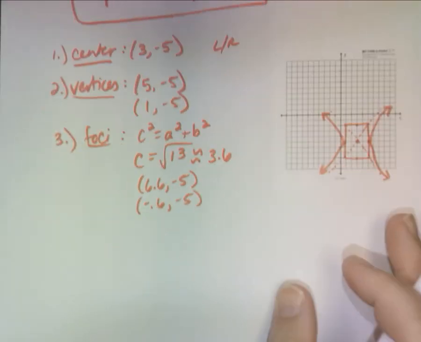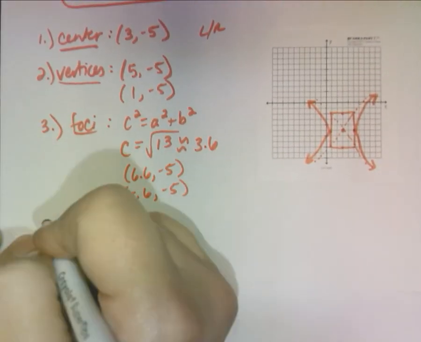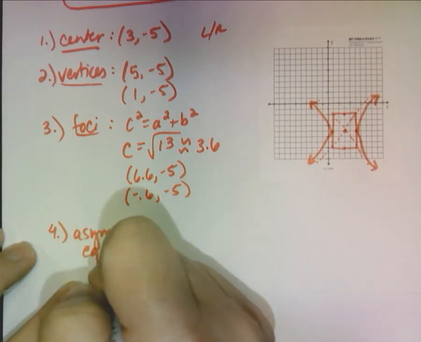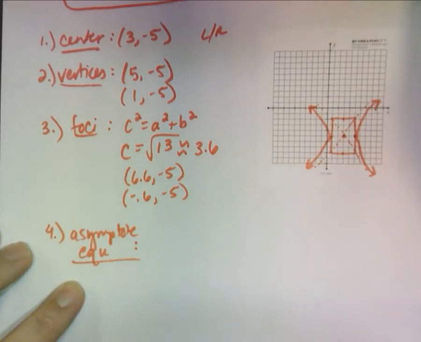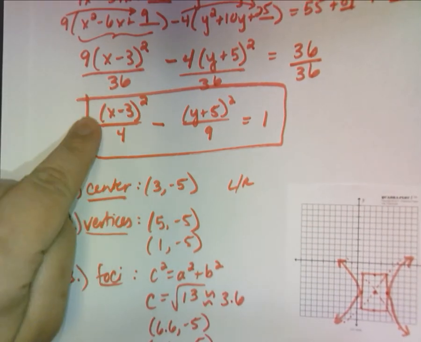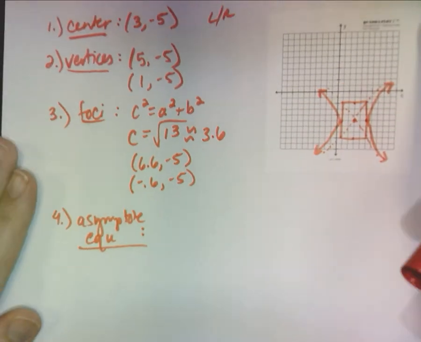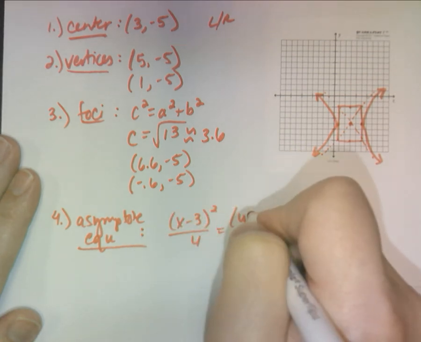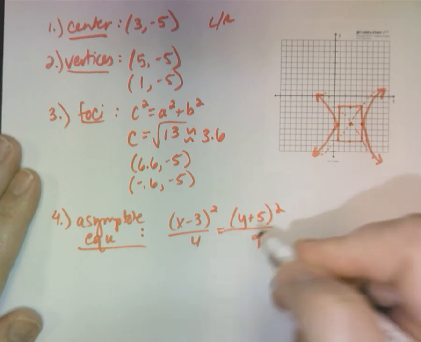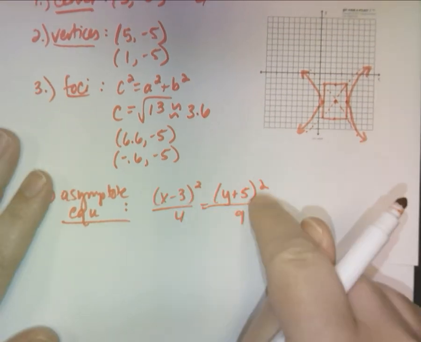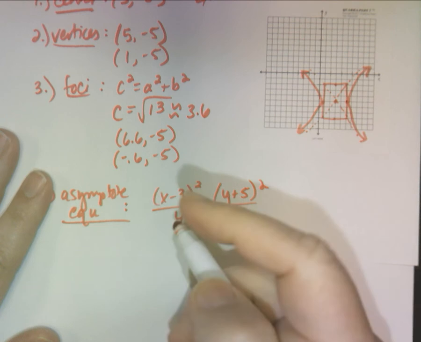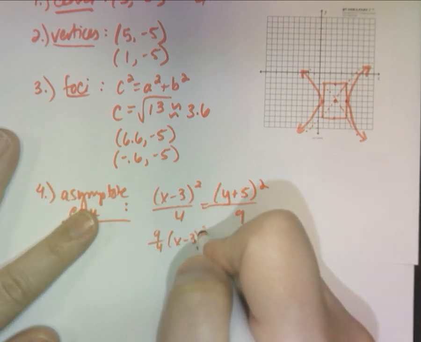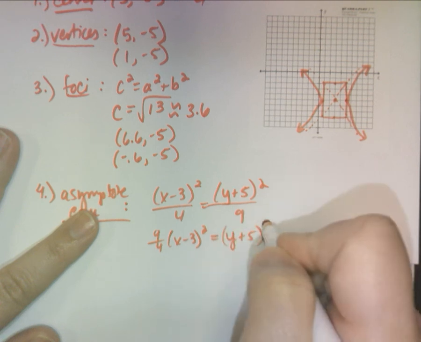And then, last but not least, let's find those asymptote equations. These are all the parts that I want you to do on homework tonight. So very easy. Take this fraction, set it equal to this fraction. x minus 3 squared over 4 equals y plus 5 squared over 9. Don't need anything with signs. Crisscross multiply and solve for y. So the 9 would go over here. So you'd have 9/4 times x minus 3 squared equals y plus 5 squared.